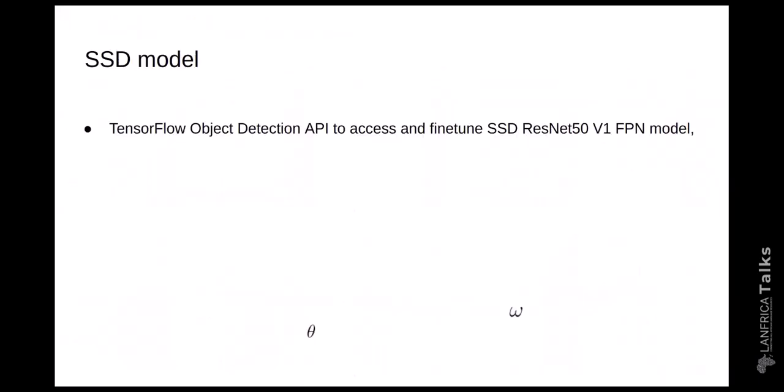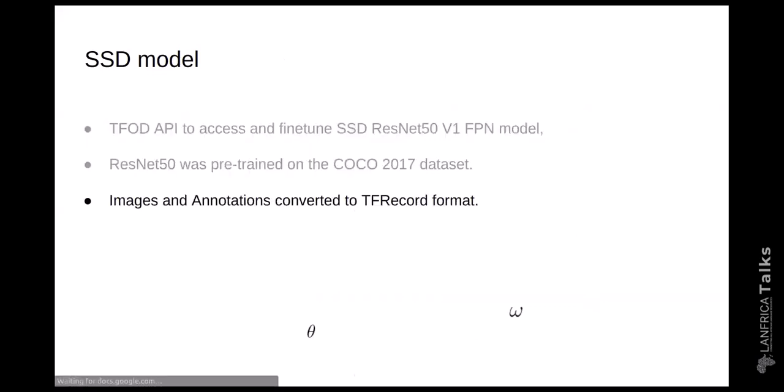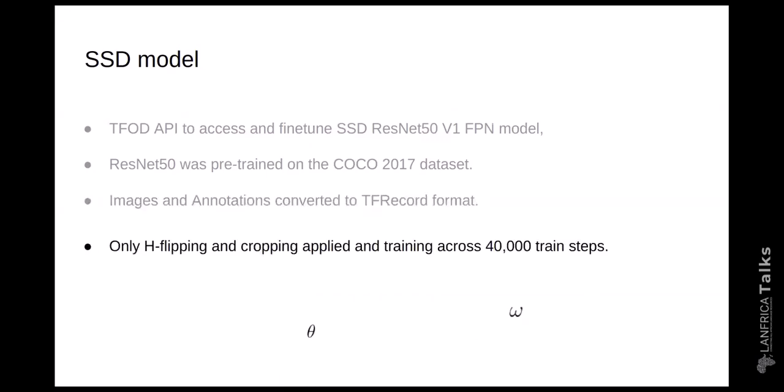Moving on, for the single shot detector model, I made use of the TensorFlow object detection API to assess and fine tune the SSD model that we used. It was already pre-trained on a large dataset known as the COCO 2017 dataset. Because I was using the TensorFlow object detection API, I had to convert the images and the annotations to TFRecord format. Then I tried horizontal flipping and cropping as data augmentation techniques, and I trained across 40,000 steps.